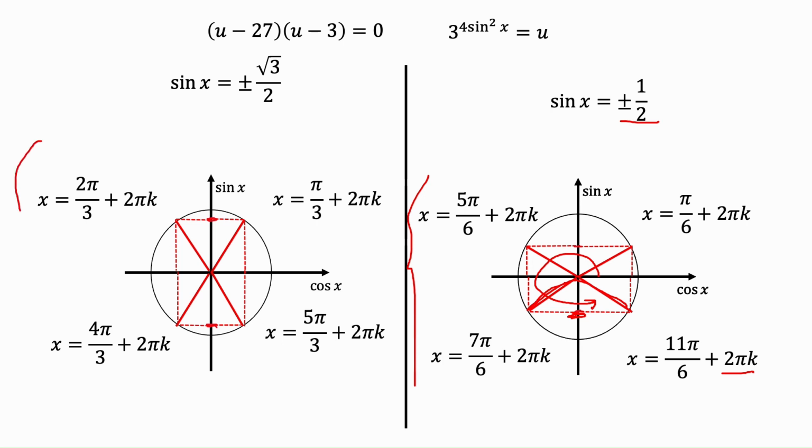And these are our sets of answers for sine x equals positive or negative square root of 3 over 2. I think this question was a little bit more difficult than the other one that we solved before. I hope you understand it and I hope you enjoy it.